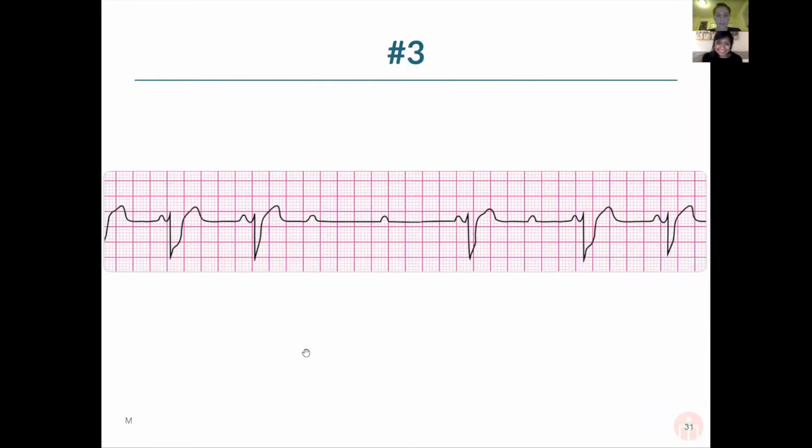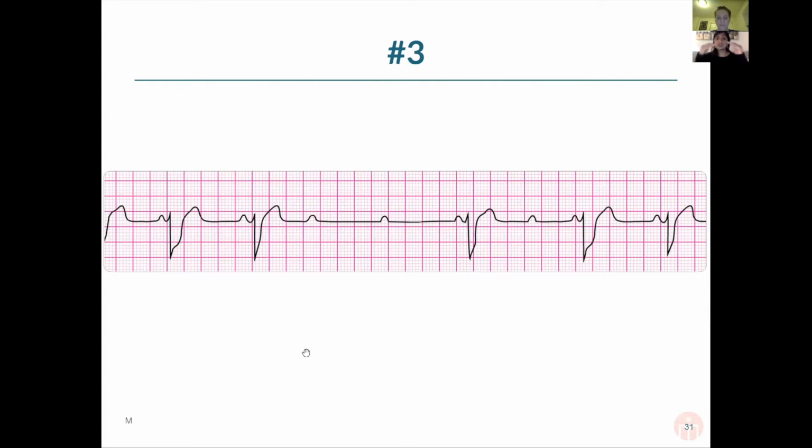Nice. Okay. So now we have a slightly different one. Just looking at this, I only see a couple of beats of the whole strip. So that is already making me go down a certain algorithm in my head. Feel free to throw out what might be going on. But again, as I already said, we're going slow. So this is some type of bradycardia.